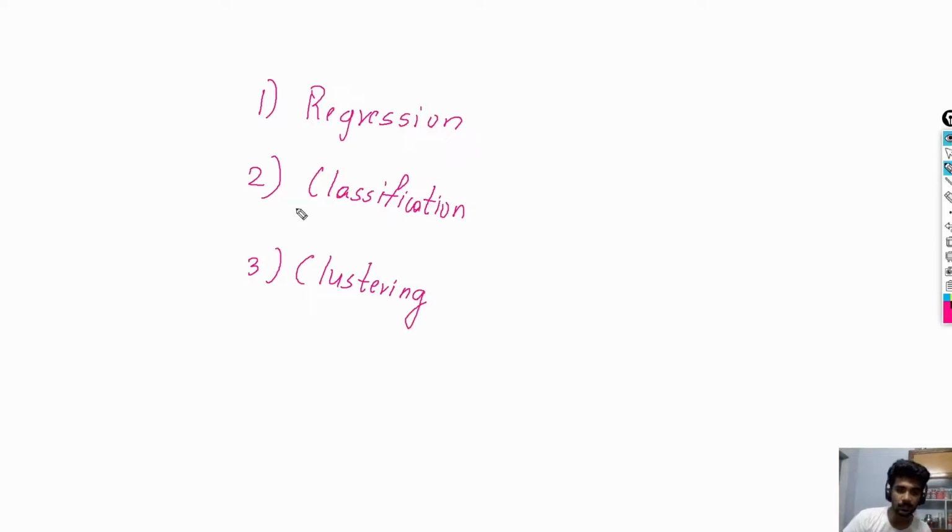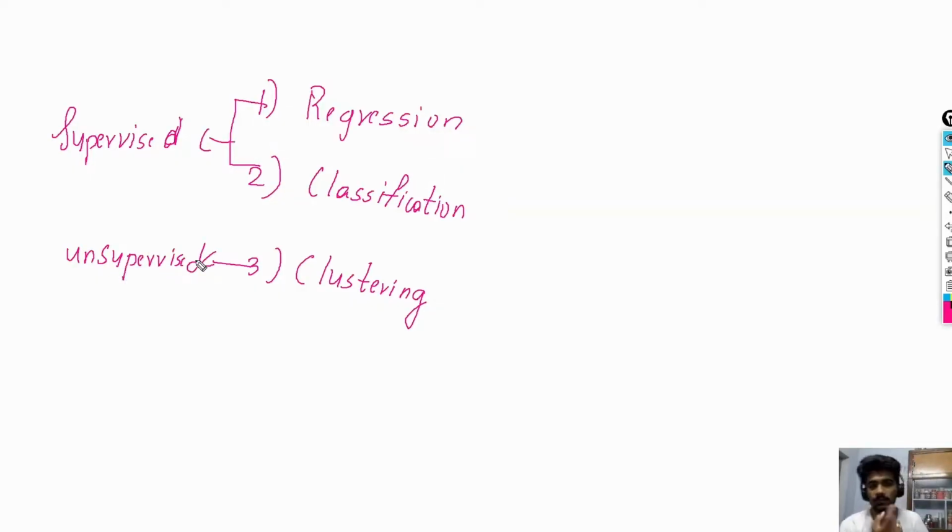Now let me tell you, the first two terms or the first two approaches belong to supervised learning. And this third approach belongs to unsupervised learning. So first, let us try to understand what regression actually is.